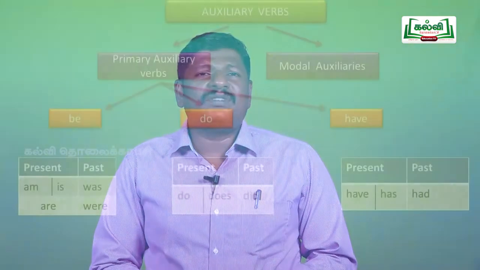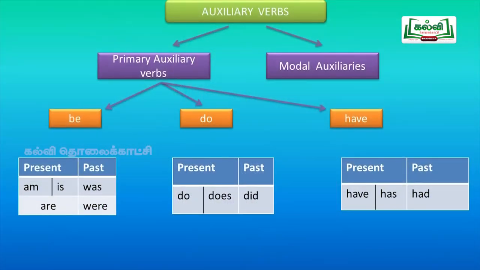Let's come to our main topic. Auxiliary verbs. Auxiliary verbs are divided into two types. One is primary auxiliary verbs and another one is modal auxiliaries. Just have an overlook of the primary auxiliary verbs. The first one is be form of verbs, the second one is do form of verbs, and the third one is have form of verbs.